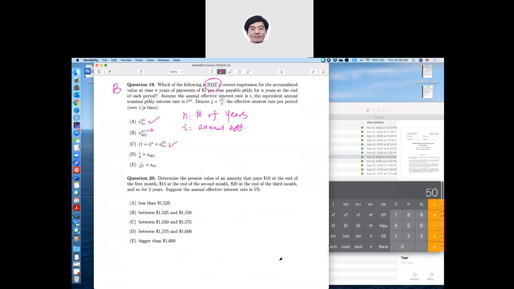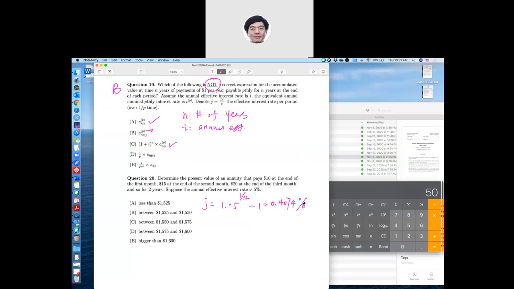Here we are at the last one. Determine the present value of an annuity that pays 10 at the end of the first month, 15 at the end of the second month, and goes on and on for 2 years. Suppose the annual effective interest rate is 5%. We've already done quite a few, so we know the best way is to convert the annual interest rate into monthly: raise the power to 1 over 12, then minus 1. That is my monthly interest rate, about 0.4074%. I write it down here to show you.